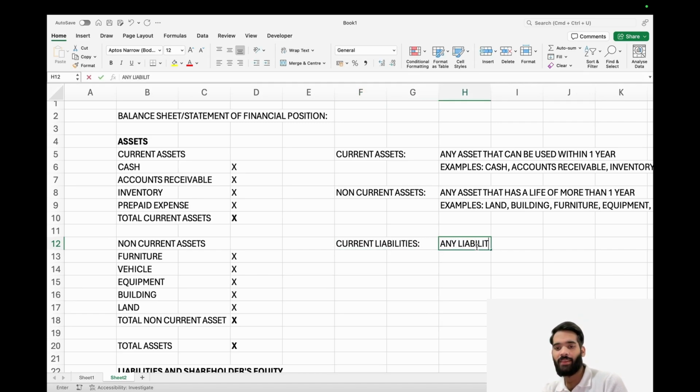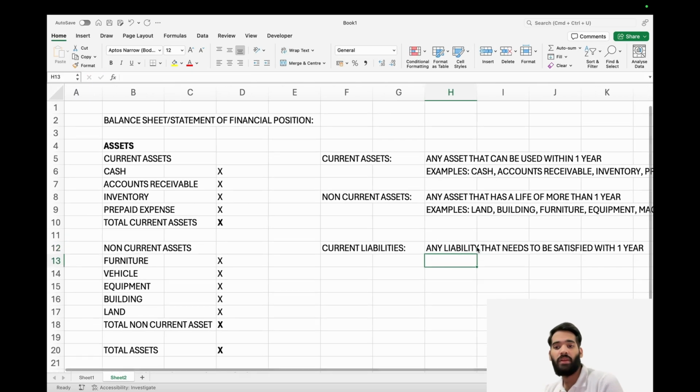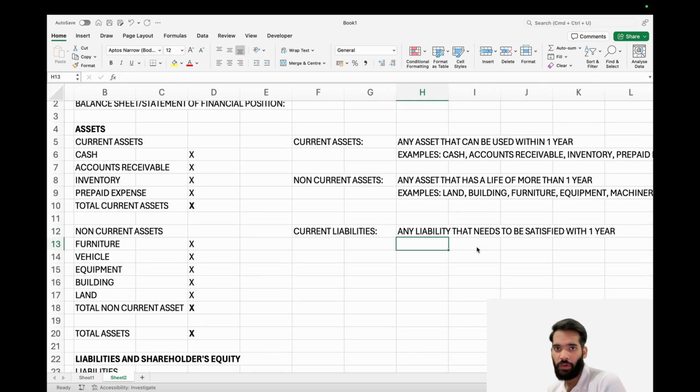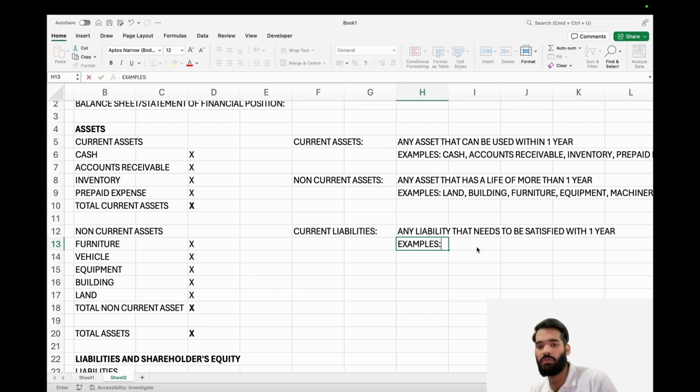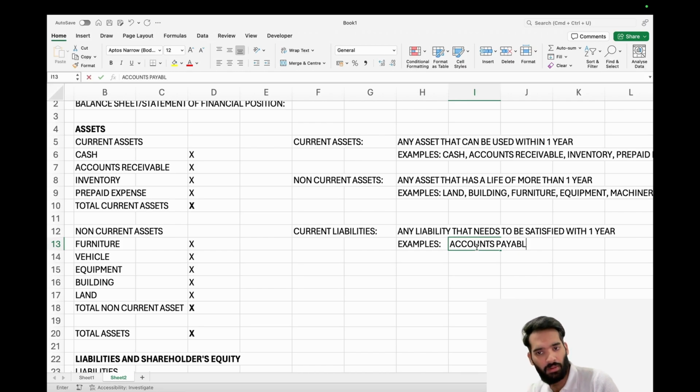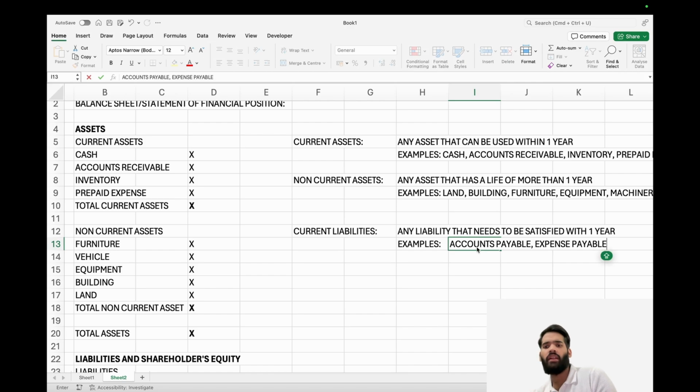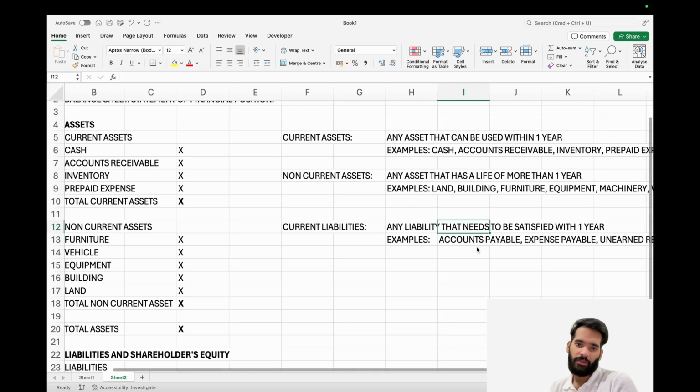Any liability that needs to be satisfied within 1 year. That means any liability that you have to fulfill, let's say I owe someone money and I have to pay within 2 months. That's a current liability. What are the examples? Like I said, you should always be aware of some examples. Accounts payable, any expense payable that you might have, and unearned revenue can be current and non-current, but for the most part, usually it's a current liability.